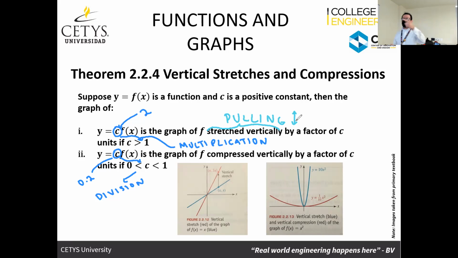If the value is between 0 and 1, or a fraction, that means it's compressed vertically, this means that I am pulling, but I'm pulling it horizontally. So that means that the graph is going to get flatter towards the y.